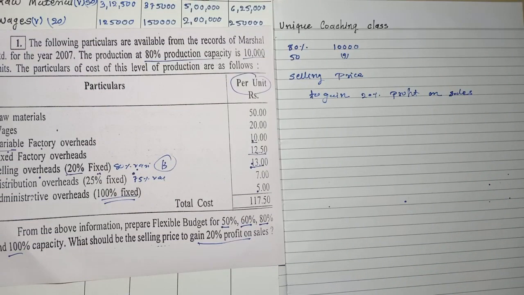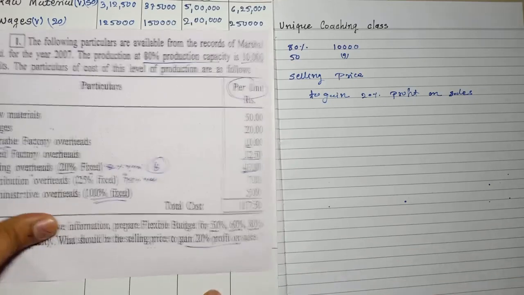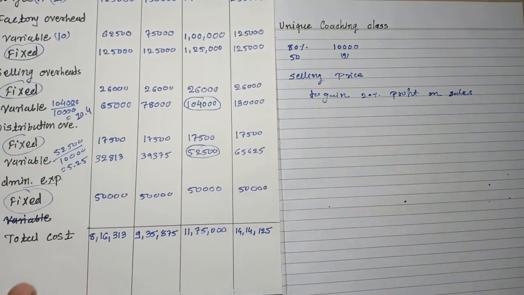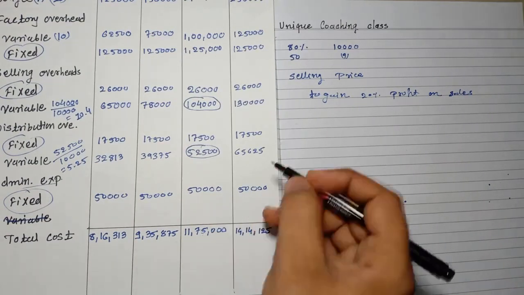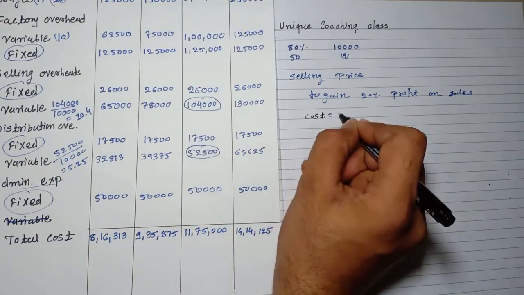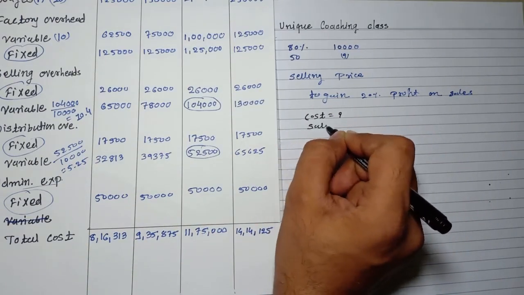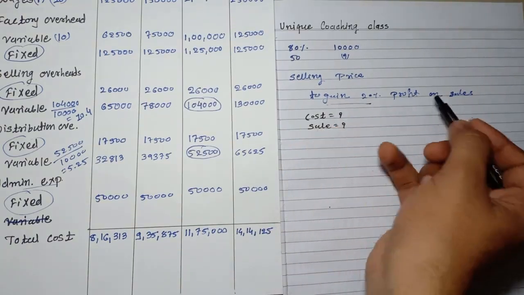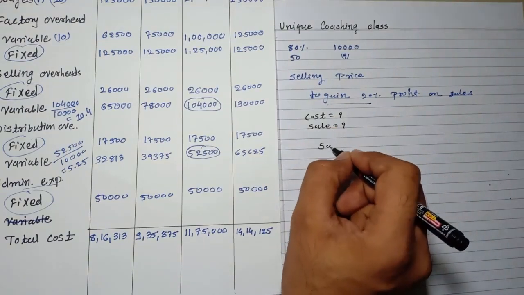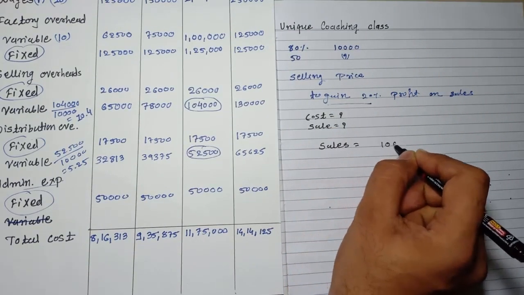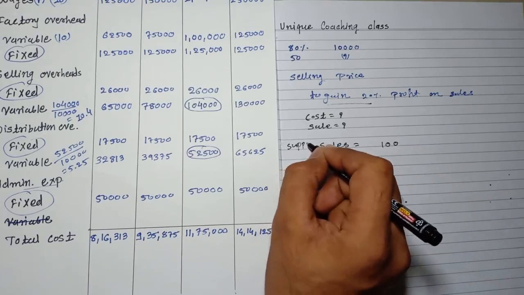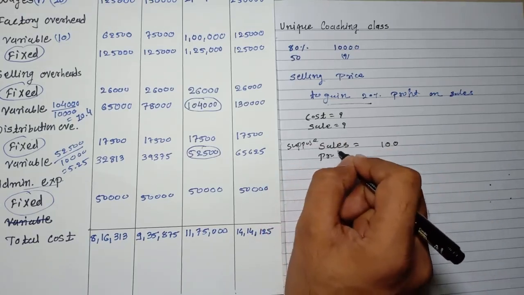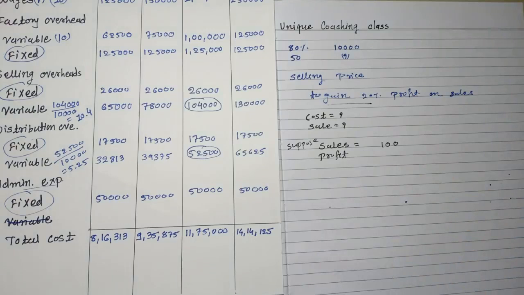Okay, so how to find out this? Very simple. Here we have a cost available. We need sales. We have this type of point already come in semester 3 cost accounting. So first of all we have to find out sell, and from the sell we can find out selling price. To gain 20% profit on sell, here we suppose sell is equal to 100. Suppose sell 100, then what will be profit? Profit is 20% on sell.